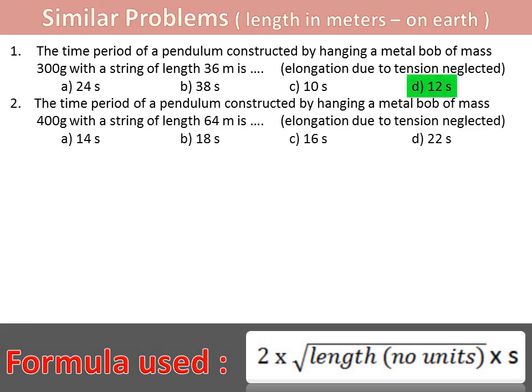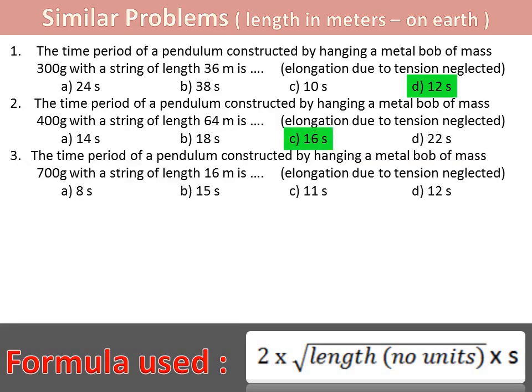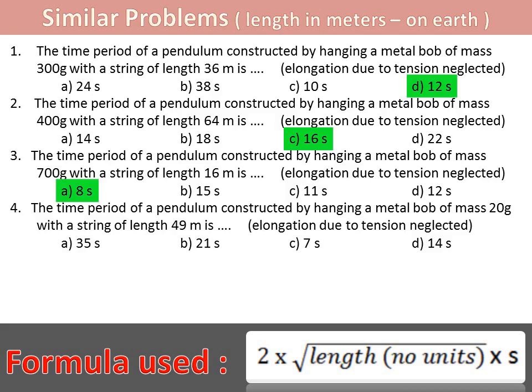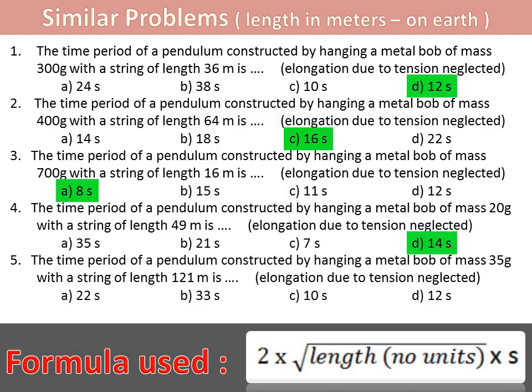Next question, 64, root of 64 is 8, 8 doubled is 16. And in this question, 16, root 16 is 4 and doubled 8. In this, root 49 is 7, so doubled, it is 14. In this question, it is 121, so root 121 is 11, and when it is doubled, it is 22. So here we are very clear, the student doesn't have to look at the masses and doesn't have to worry about any other steps.